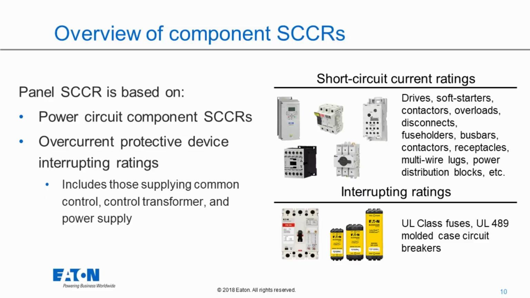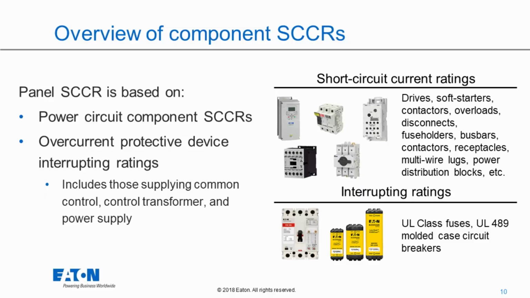Really important thing to know about interrupting rating is that no matter what, interrupting ratings can't be changed. If the interrupting rating is considered the maximum amount of current that this device can safely interrupt, right, that amount doesn't change based on what's in front of it or what's below it. It's just the amount that it can do. So interrupting ratings cannot change. They cannot be raised using current limiting devices in front of it. The interrupting rating is the interrupting rating.